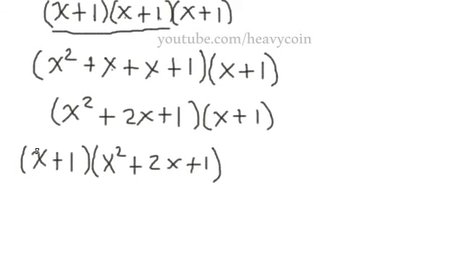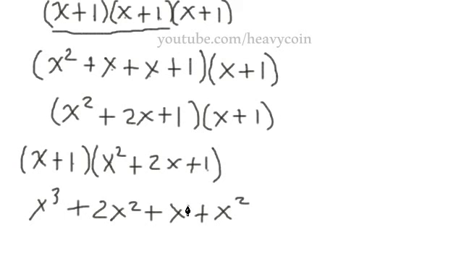Now what we're going to do is go through the same procedures as we'd go through here, except this time we've got an additional term over here. So we say x times x squared is x cubed. X times 2x is 2x squared. X times 1 is just x. Now we go to the next one. 1 times x squared is just x squared. And 1 times 2x is just going to be 2x, and then 1 times 1 is 1.